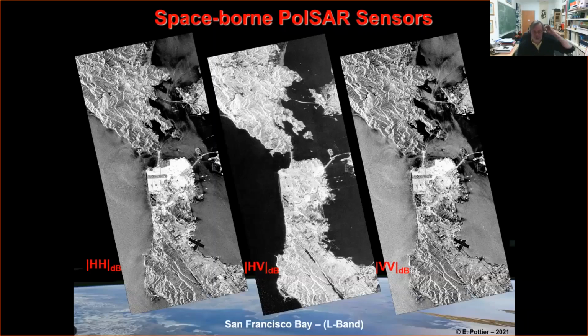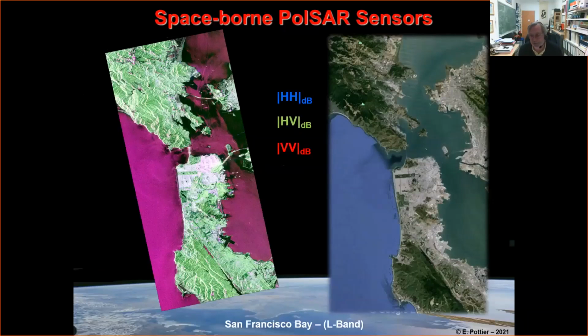Okay, so in conclusion, I have three images: HH, HV, and VV. So if I have three images, the natural reflex is to construct, for example, a false color image. Remember we have three channels: the blue, the green, the red. So I'm going to put the HH on the blue, the HV on the green, and the VV on the red. And this is the kind of image we can get. This is what we call the fully Sinclair color image. Okay, so it is a false color, but it's nice.